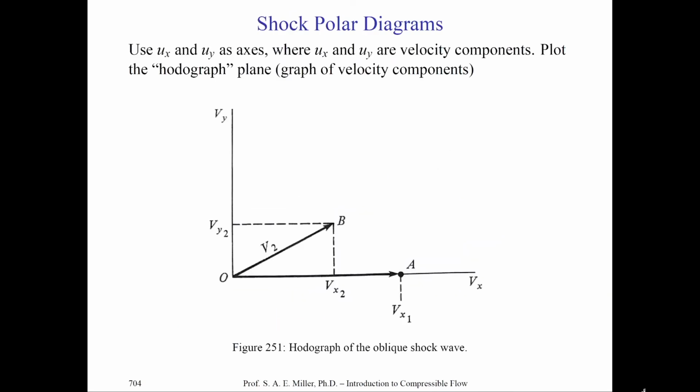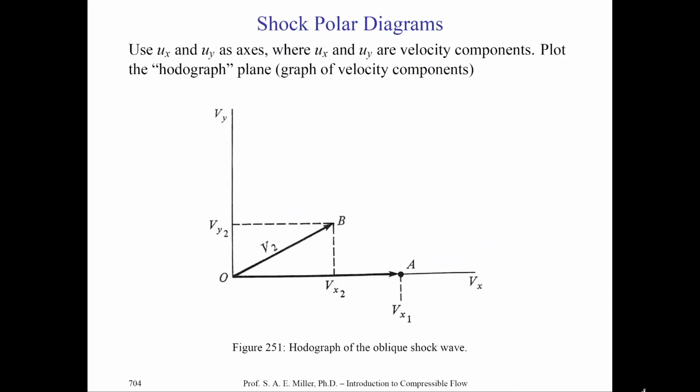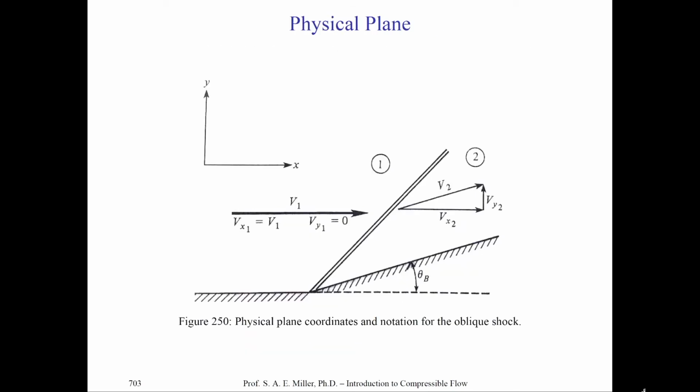Let's take these coordinates and define the hodograph now. We can use the components of the velocity in the x and y directions as axes, and we'll plot the hodograph. So we have a velocity component in front of the shock and after the shock in terms of its components. The hodograph is a graph of the velocity components, where on the x-axis we have v sub x1, and on the y-axis we have v sub y2 after the shock. You can see, of course, v sub y1 is 0 before the shock, so it doesn't have much meaning.